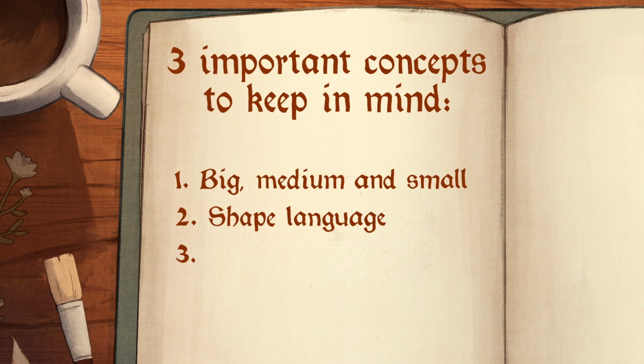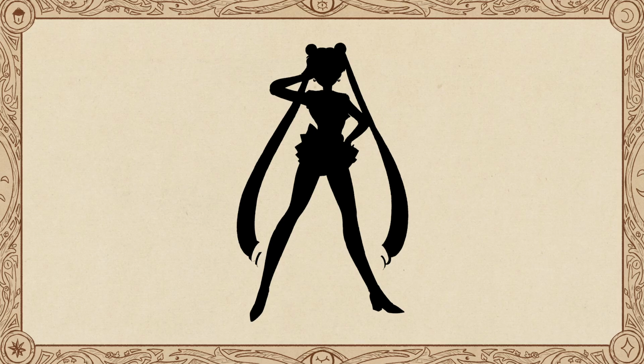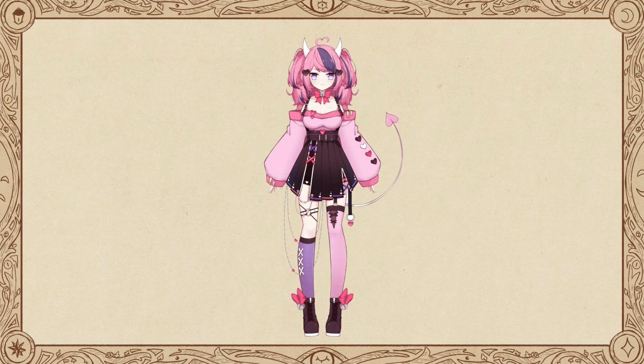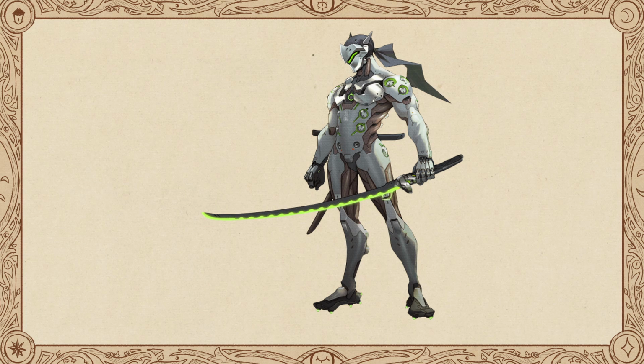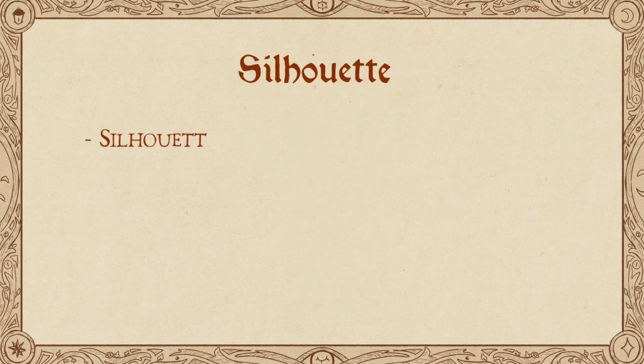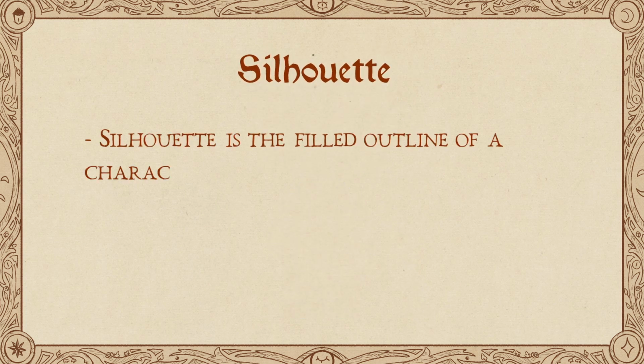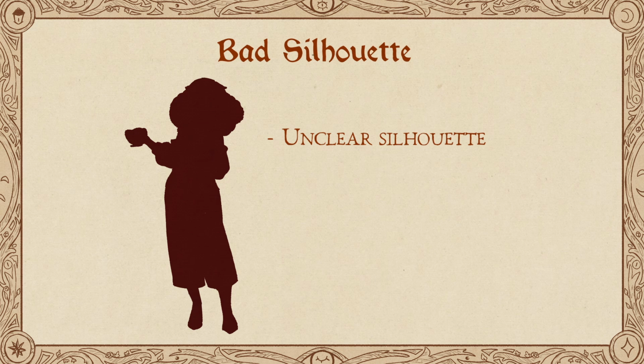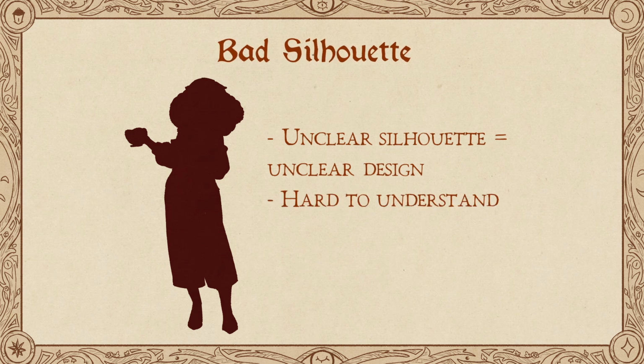The last concept I want you to keep in mind is silhouette. Even without any detail, you can still recognize most of these characters. This is because they have clear and iconic silhouettes. Silhouette is basically the filled outline of a character. And if you have an unclear silhouette, you will have an unclear design, and an unclear design is a design that is difficult to understand and difficult to remember.